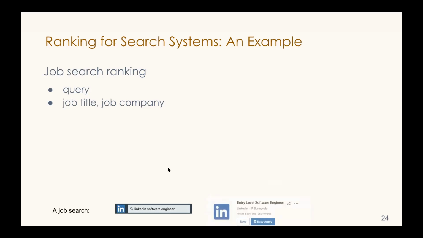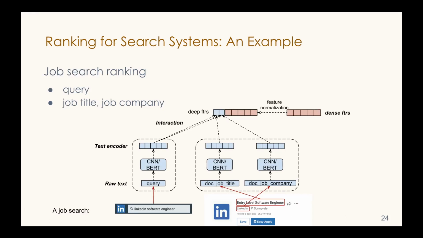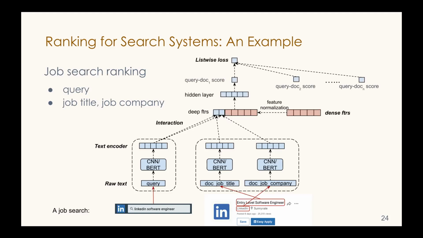So for a job search, we have a query and, for example, a document here. We can extract the raw text from the query and also the job title and job company. Remember, we can add the text encoder of your choice to extract the text embeddings from these text fields to learn the representation. After that, we have an interaction layer to compute the similarity between the query and those two document fields. Because job search ranking is also a very mature product, we also add those dense traditional features, through feature normalization, to these deep features. Followed by that, we add some hidden layers. And then for ranking, we compute the listwise ranking loss. That is basically how we can design a search ranking model using DeText.